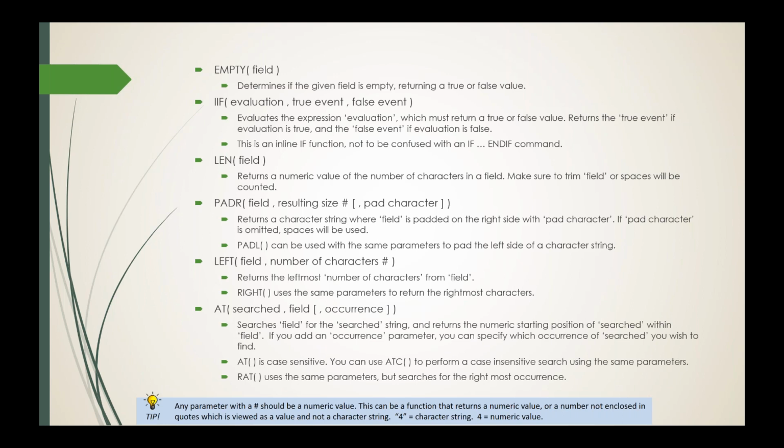At is also going to return a numeric value, and in this one you can see it's a little bit different because the first thing we're searching for actually isn't a field. We're going to provide our searched string. So it's going to be searched within the field that we provide, the field being the second parameter, and it's going to return the numeric starting position of the searched string within that field. You can also add an occurrence parameter, and that's going to specify which occurrence of the searched string you wish to find. So if you have a character string that occurs multiple times within a field, you can choose exactly which occurrence you wish to find.